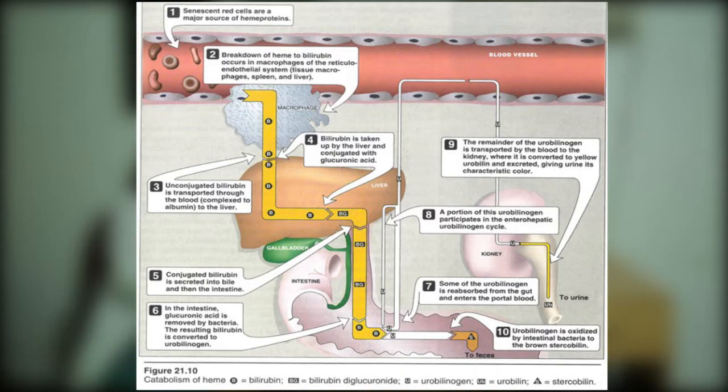Further, the remainder of the urobilinogen is transported by the blood to the kidney, where it is converted to urobilin and excreted, giving urine its characteristic yellow color. Then urobilinogen is oxidized by the intestinal bacteria to become the brown-colored stercobilin. These are the 10 steps of catabolism of heme, from senescent red cells to finally stercobilin, and there is the intermediate, that is the enterohepatic cycle.